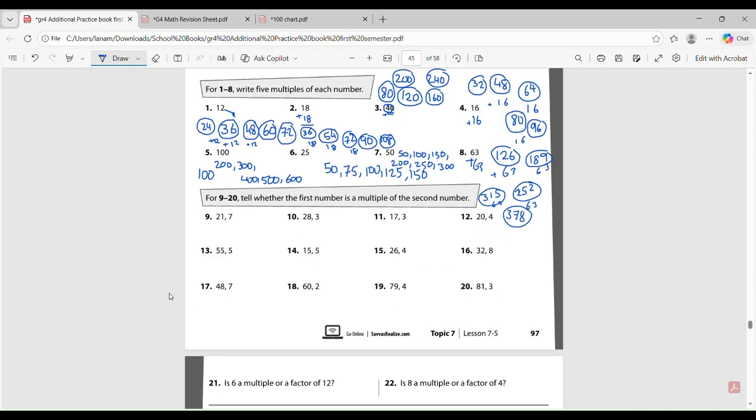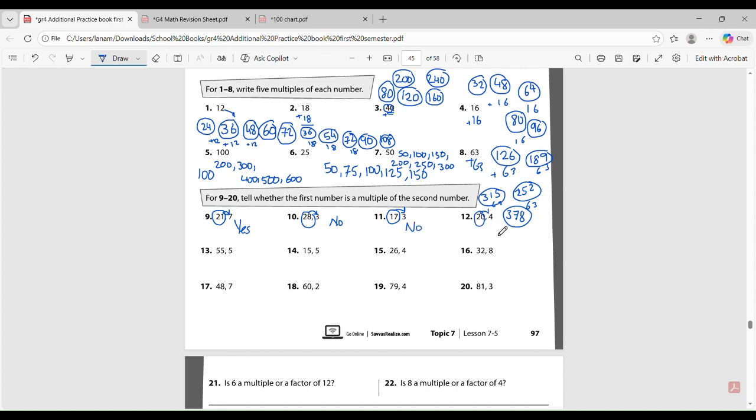Now questions from 9 to 20. Tell whether the first number is a multiple of the second number. So we will look at the first number, 21. Is it a multiple of 7? This means if I skip count by 7, am I going to get 21? Here, yes. 28 to 3? No. 27 is a multiple, but 28 is not a multiple of 3. 17, is it a multiple of 3? If I skip count by 3, am I going to get 17? No.